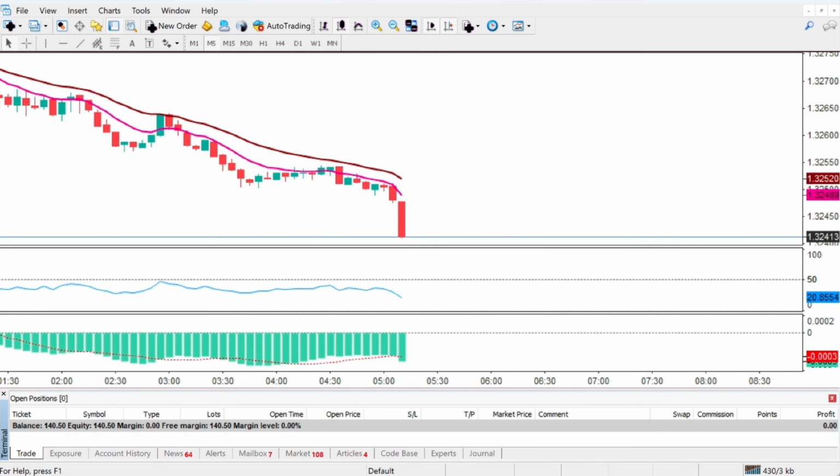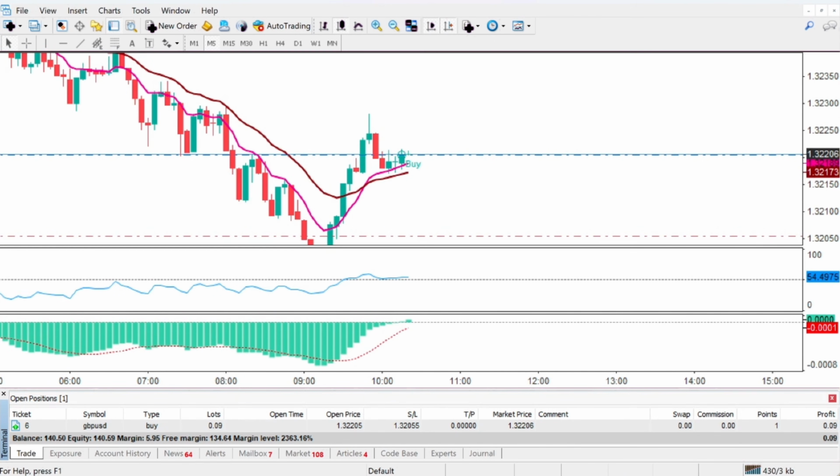A solid recovery. So far, Claude is showing a pretty clear pattern. It works great when it follows the trend, but it struggles when trying to catch the reversal. Still, compared to some of the other AIs we've tested, this is a much better bounce back. Let's jump into the next and final setup and see if Claude can keep climbing or if we're about to hit another rough patch.